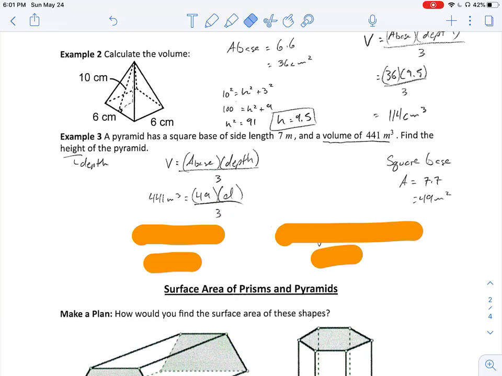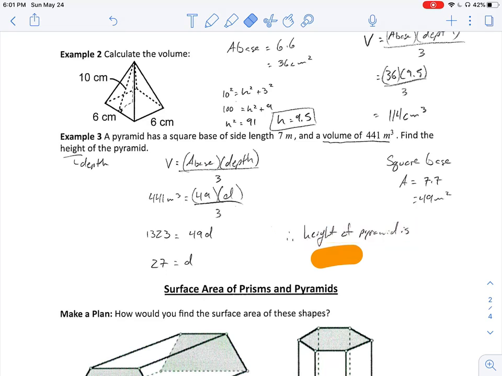Well, if I go ahead and solve for the variable of d, I end up getting 441 multiplied by 3 gives me 1,323 is equal to 49d. Solve for d, I end up getting 27 is equal to d. Now, I have my depth and I have my area of the base. So the height of the pyramid is 27 meters.